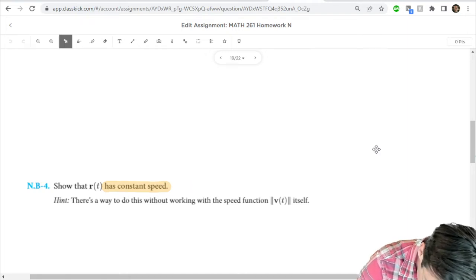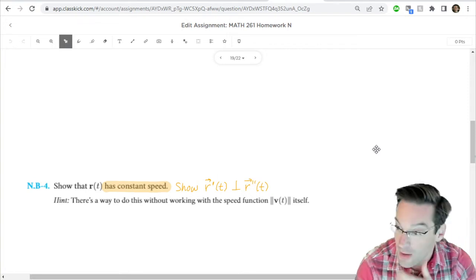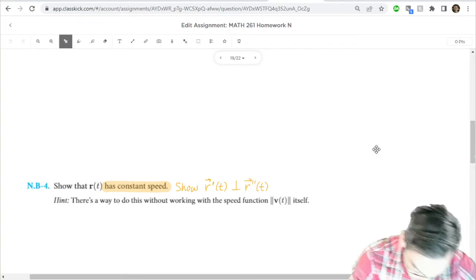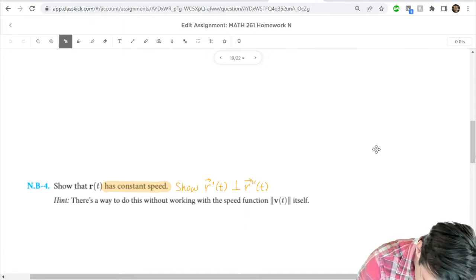So we can show that r prime of t, the velocity vector, is perpendicular to r double prime of t, which is the acceleration vector. So let's do those calculations together real quickly. This will again go into the homework as a nice little hint.